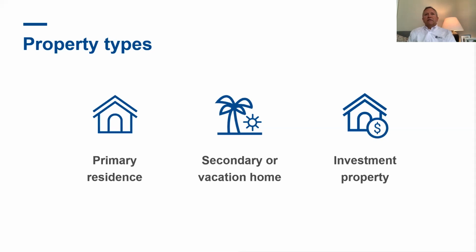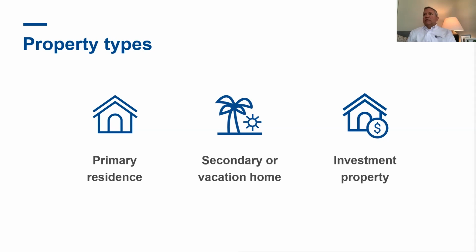So primary residence carries the greatest amount of flexibility in terms of financing options. I'll come back to that in just a minute. The credit union also offers mortgages on second homes, or vacation homes.